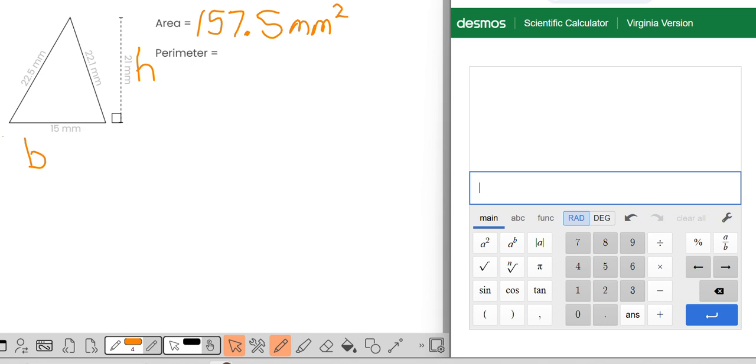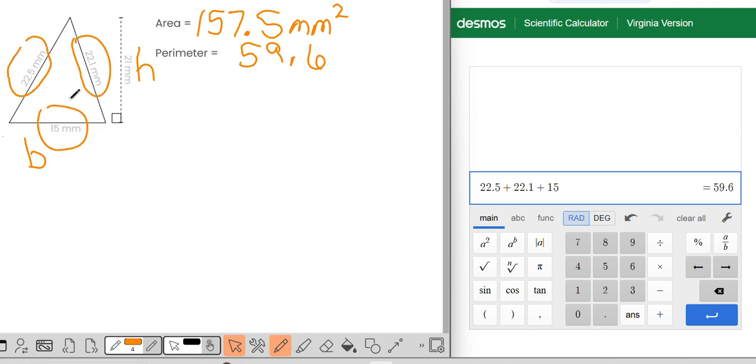And your perimeter, again, add all the sides. I'm not even going to write that down again. So let's start over here. 22.5 plus 22.1 plus 15. And your perimeter is 59.6. You added this, and this. You did not add the height in the perimeter. And then, of course, you need your units, millimeters.